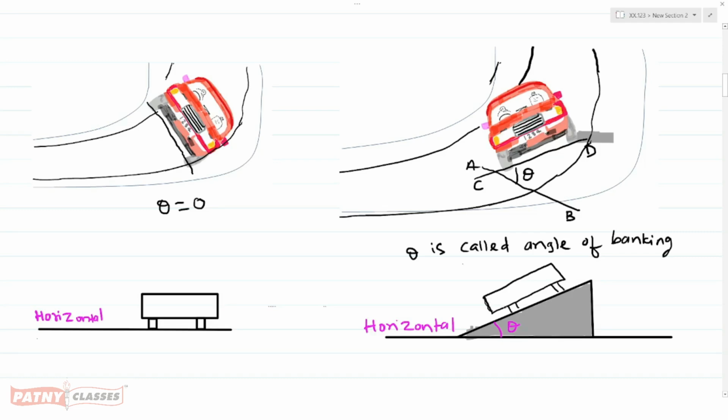So this is the car. These are the wheels touching the road. We can say vehicle. It can be any vehicle, not exactly a car. It can even be a bicycle. So there is an angle theta between the horizontal surface of the road and the inclined surface of the road, and that theta is nothing but the angle of banking.